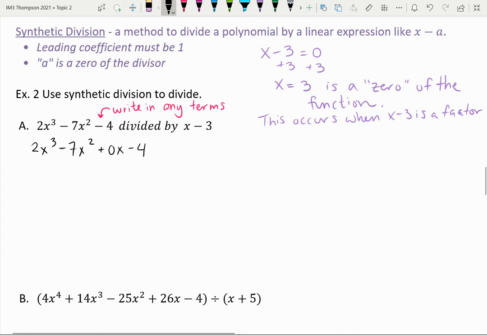Now this is going to feel a little weird as we do this. It's kind of more about rules because it's synthetic. I'm going to copy down the coefficients only. So the coefficients are the numbers in front of the variable. So I have the 2 and a negative 7 and a 0 and a negative 4. I'm going to copy those down in kind of a line over here. So 2, negative 7, 0, negative 4.